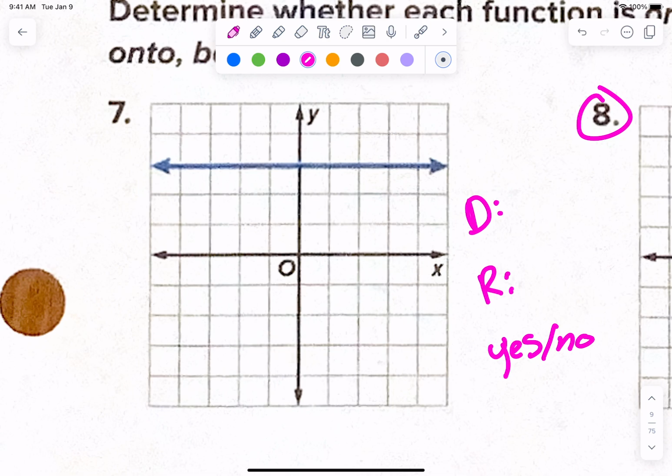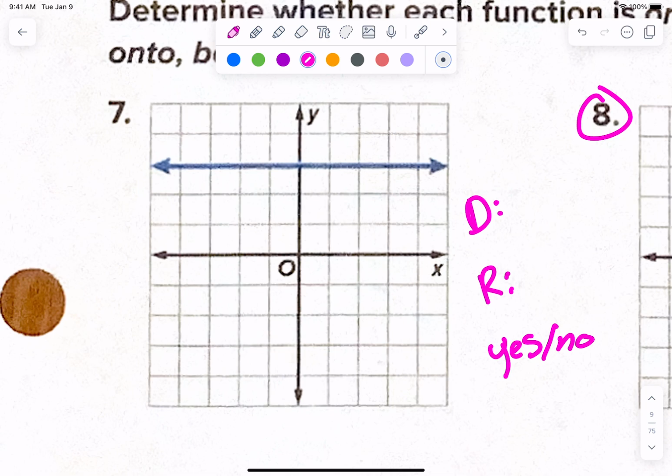Well, you got this one correct. So domain is the x's. X's go left and right. They go left and right forever. This should have been up here, and you missed. He's going left and right forever. Okay, now up and down. Will it go up forever? No.